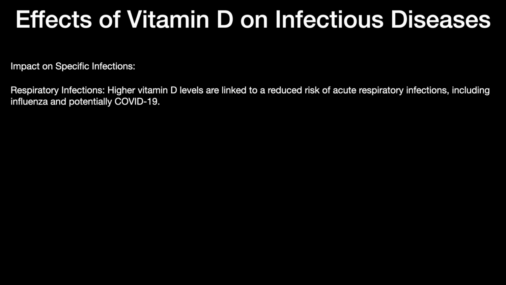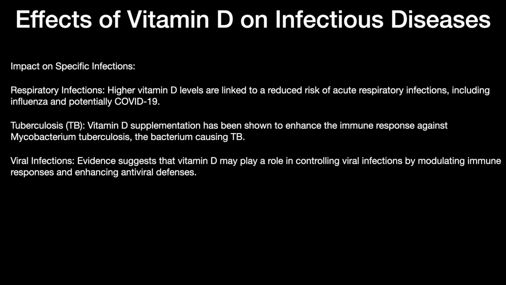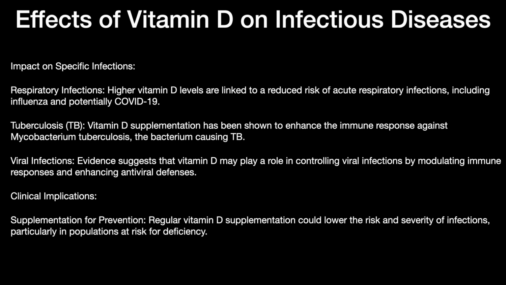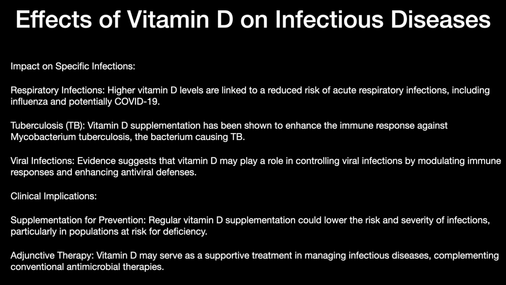Impact on specific infections, that is respiratory: higher vitamin D levels are linked to reduced risk of acute respiratory infections, especially influenza infections. Tuberculosis also has shown a protective effect. Viral infections are prevented. Clinical implications being supplementation can lower the risk and severity of infections, particularly in populations who are deficient. And it can be adjunctive therapy in treating infectious disease processes, especially if it is respiratory.